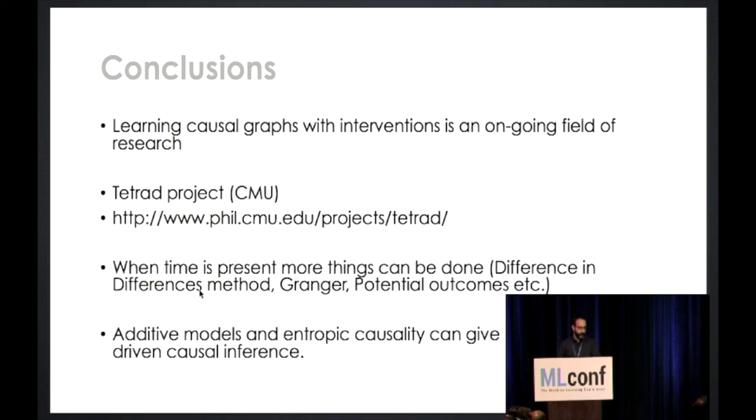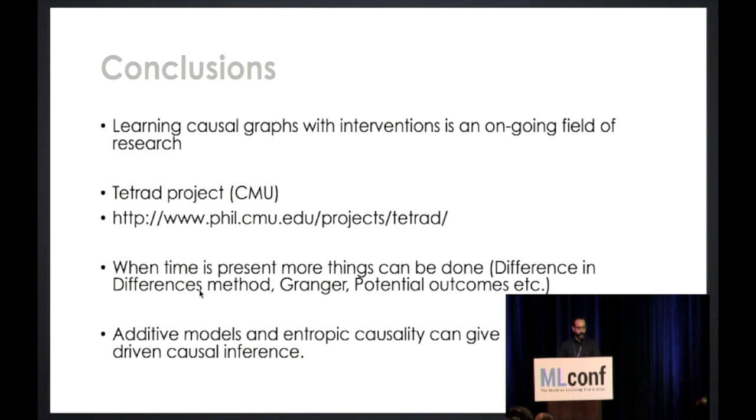So, conclusions. Learning causal graphs with interventions is an ongoing field of research. There are some pretty cool papers about it, and I can point you to them. There are also a few packages that are pretty good that I will point you to. Tetrad is a very good thing to start using if you're interested in that. If you have time series data, then there are other tools you can use. A very popular one is called difference in differences, the DID method. So there are other tools in addition that you can use if you have time in the game.